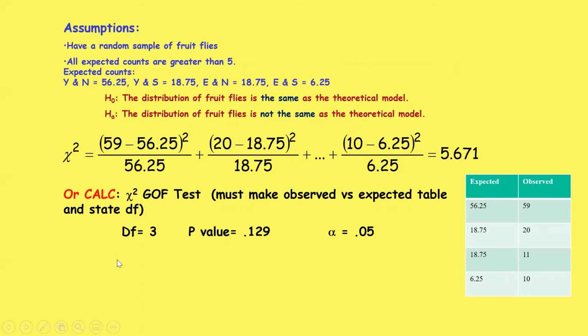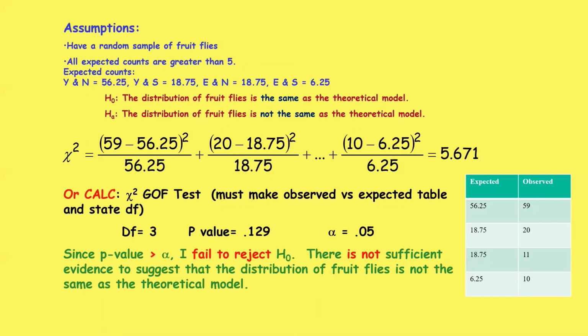Again, from the calculator output, you should get a degrees of freedom of 3, a p-value of 0.129, and since not stated otherwise, alpha will be 0.05. Also make sure to state the chi-square value from the calculator output, 5.671. Okay, and based on our p-value, compare p to alpha. Since p is greater than alpha, I fail to reject the null. There is not sufficient evidence to suggest that the distribution of fruit flies is not the same as the theoretical model.